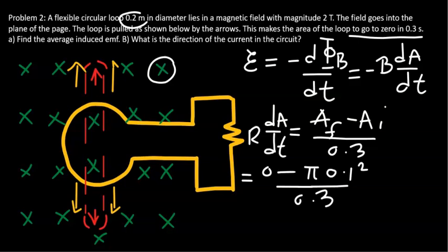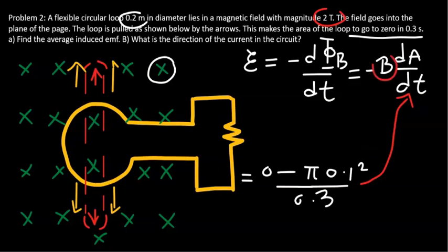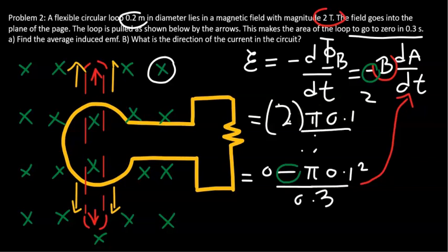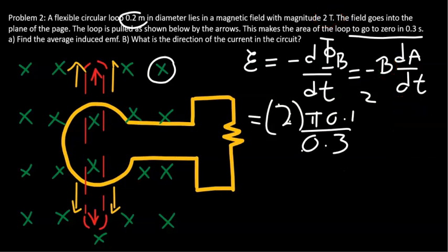0.3. Substituting this in here and using 2 Tesla for the value of B, and noting that this negative will cancel that negative, we end up with a positive EMF, and it is 2 for the B, pi times 0.1 squared over 0.3, which will give you 0.209 volt. So that is the average induced EMF in this case.